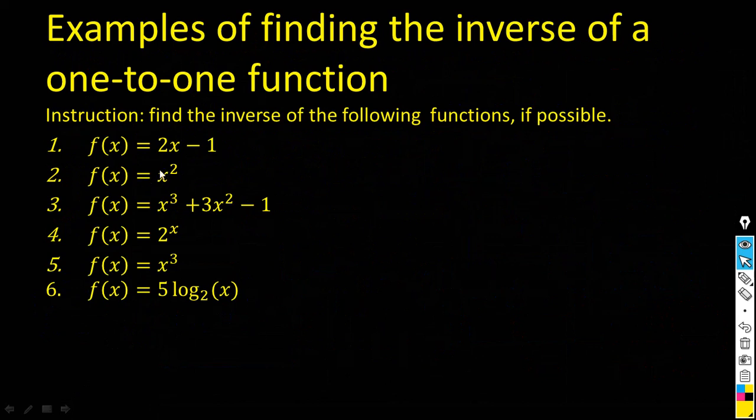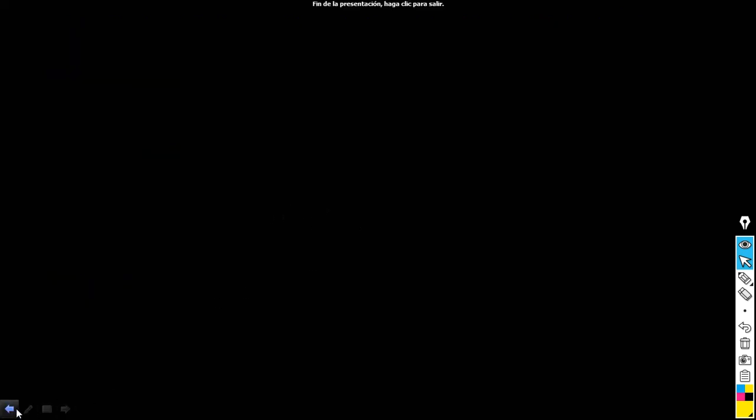in this particular exercise. Number 3, the same is going to happen here. When we draw this function, we're going to see that for the test of horizontal lines, the horizontal line will cut the graph of this function in more than 2 points, in more than 1 point, sorry, and so this is not one-to-one, and we cannot find the inverse.